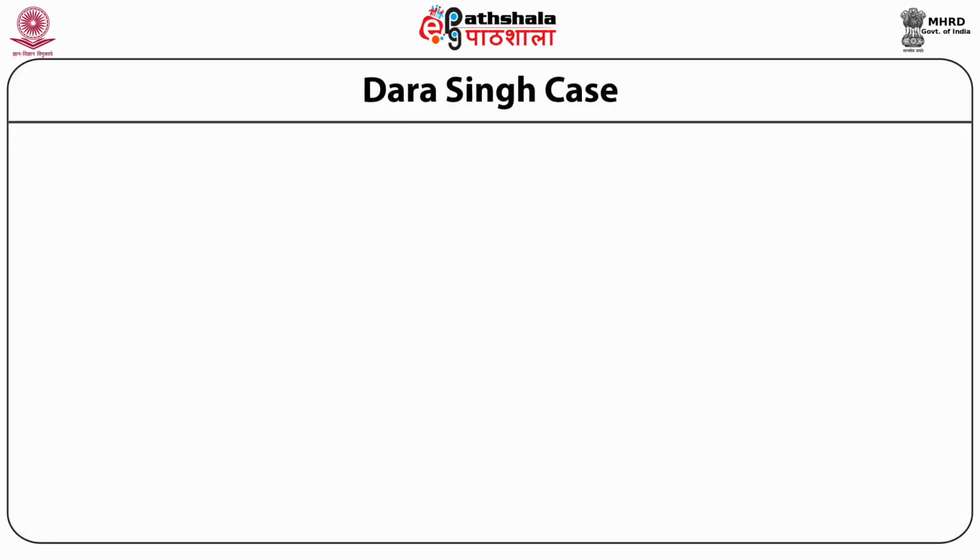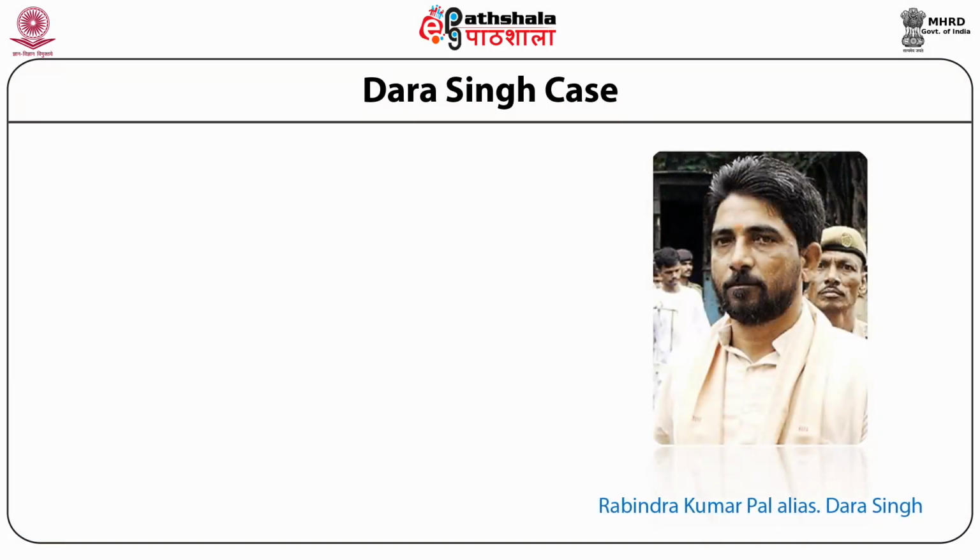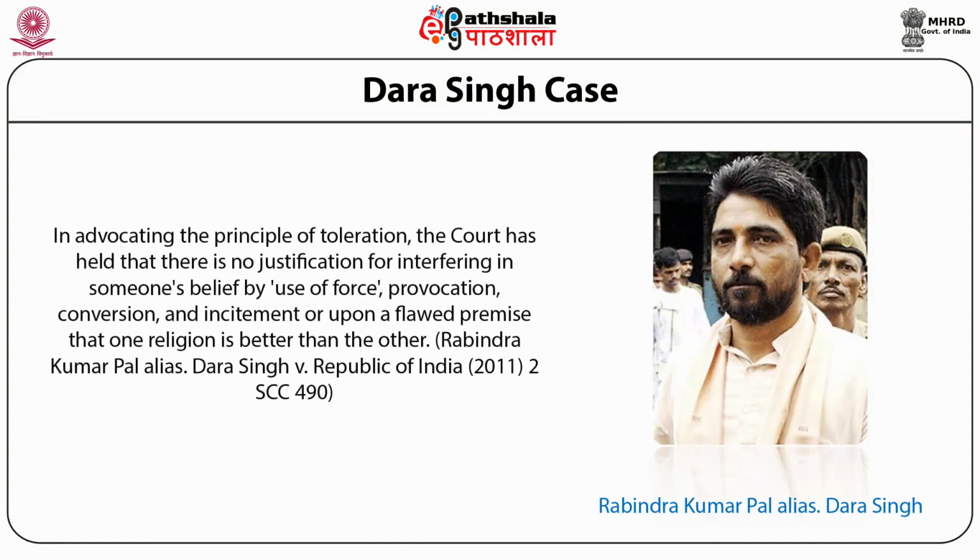Now let's come to an unfortunate case, the case of Dara Singh. In this case, Rabindra Kumar, alias Dara Singh, essentially slaughtered a Christian missionary and his family. In advocating the principle of toleration, the court in Dara Singh's case held that there is no justification for interfering in someone's belief by use of force, provocation, conversion, and incitement, or upon a flawed premise that one religion is better than the other. In Dara Singh's case, the court emphatically held that the use of force can never be justified just because another individual is exercising his or her right to propagate, practice, or profess his or her religion.